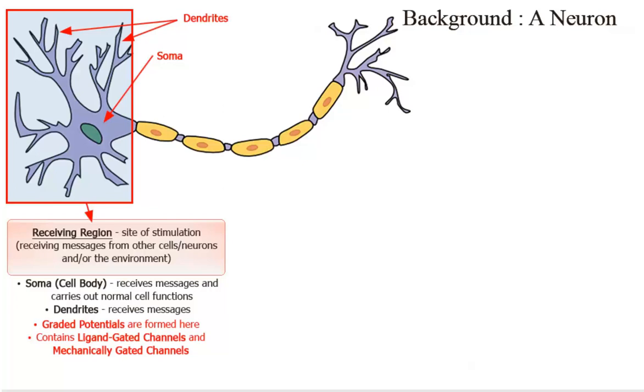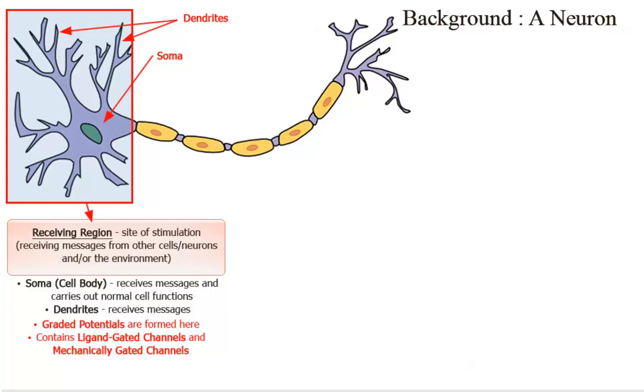The difference between the dendrites and soma is that the dendrites are just there for receiving messages from different types of stimuli, whereas the soma can receive messages and also carry on normal cell functions. This is where you'll have your mitochondria, your Golgi complex, your endoplasmic reticulum, your ribosomes, etc.